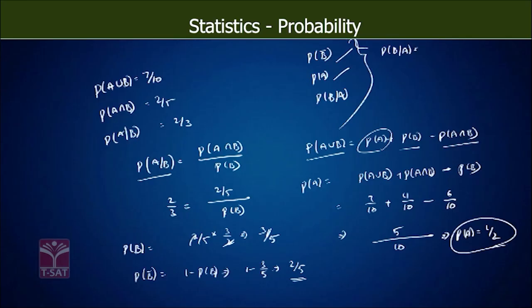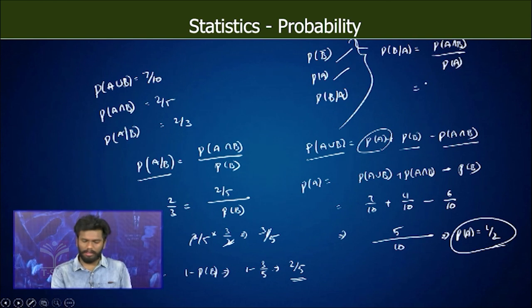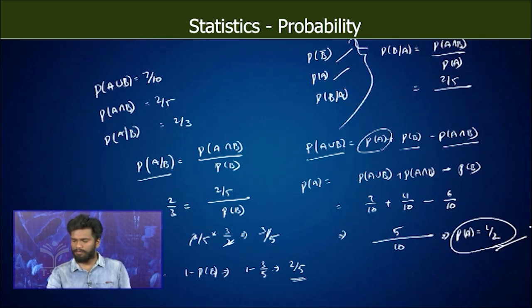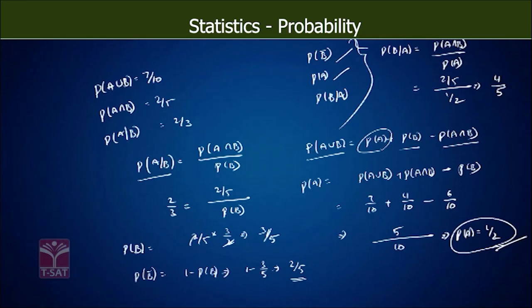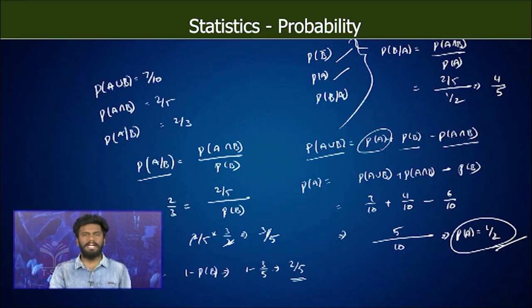Probability of B given A, what is the formula for probability of B given A? It is probability of A intersection B divided by probability of A. So what is the probability of A intersection B? We know it is 2/5, and what is the probability of A? We just found 1/2, which will be equal to 4/5.